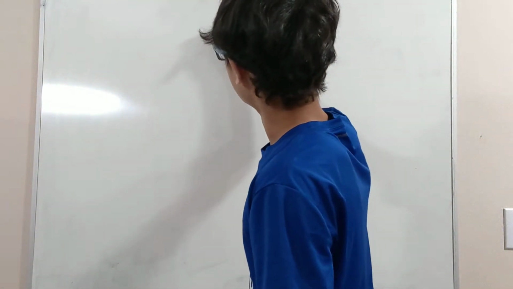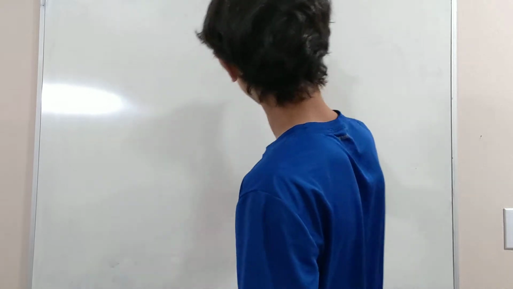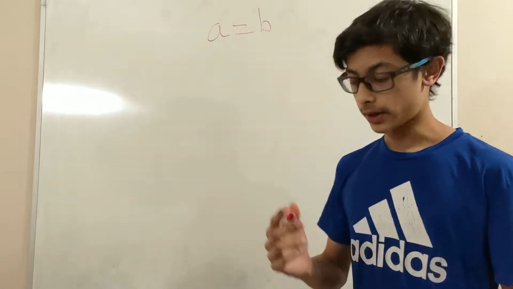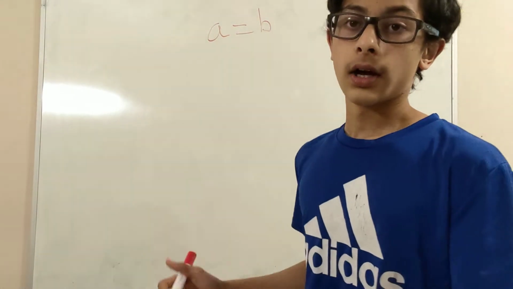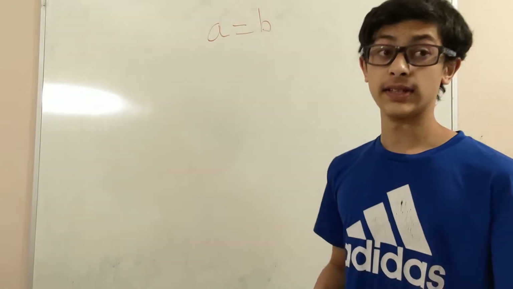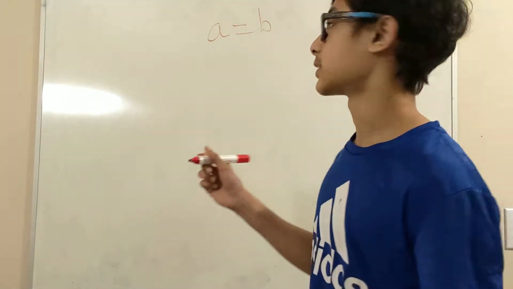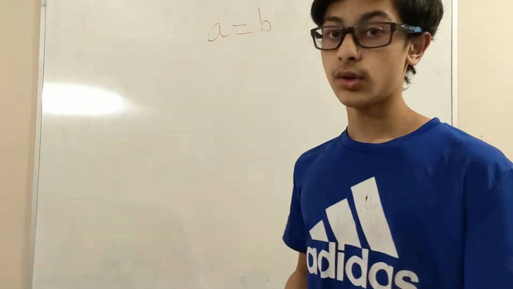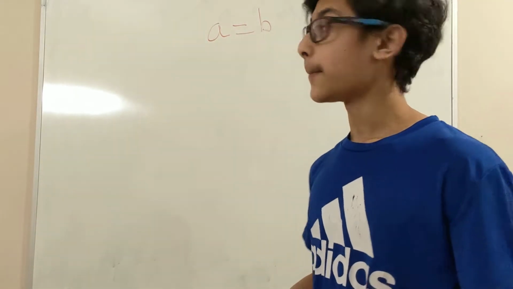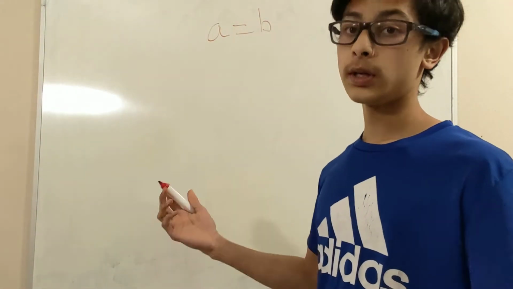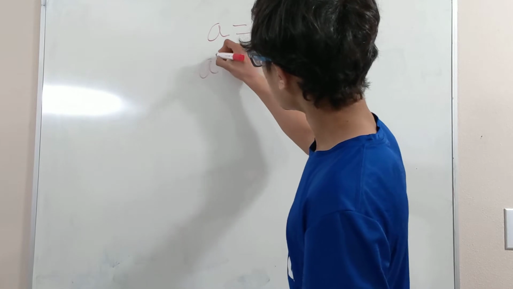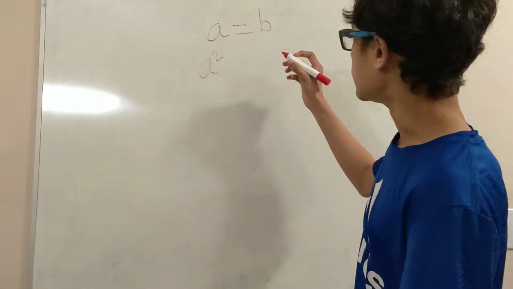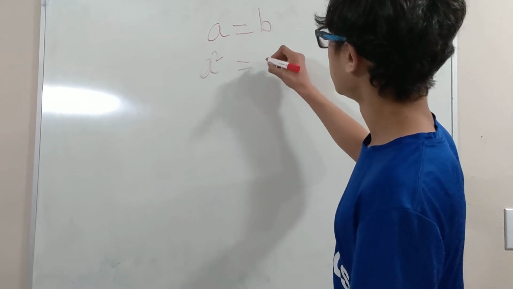So we start with the assumption that A equals B. We can do that. We can assume anything. You're going to need some algebra skills for this. Then we multiply both sides by A. A times A is A squared, and B times A is AB.